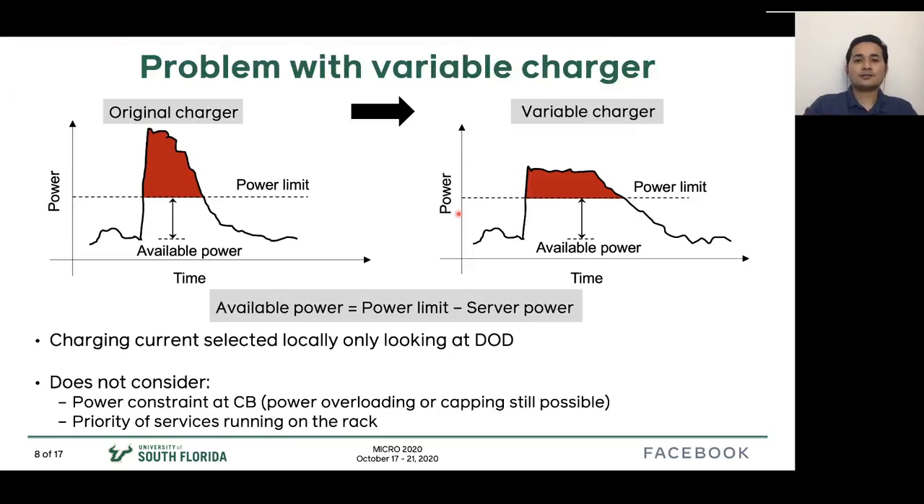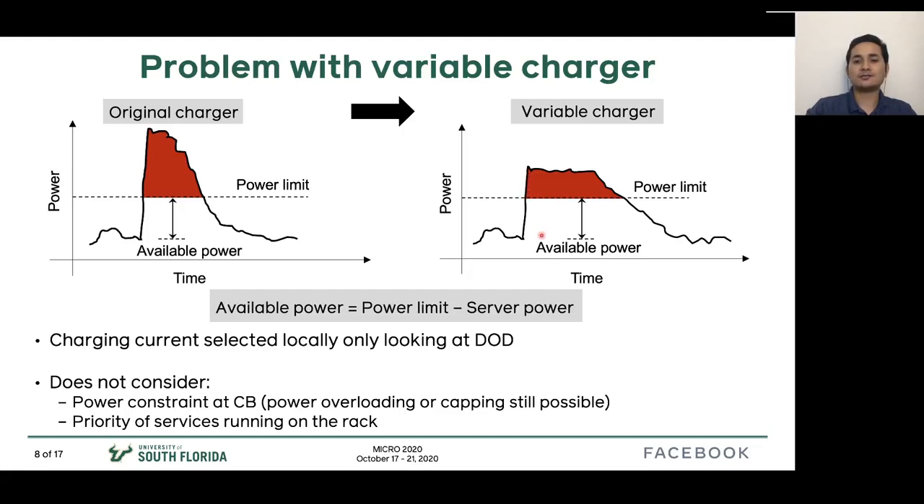The variable charger is able to lower the power spike compared to the original charger. However, it has some limitations. Since the charging current is selected locally looking at the depth of discharge, we can still have power overloads because it does not take into consideration the available power at a circuit breaker.